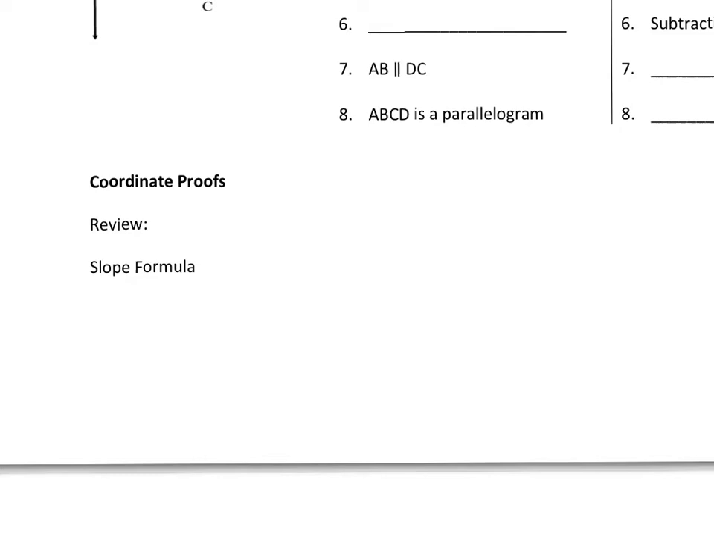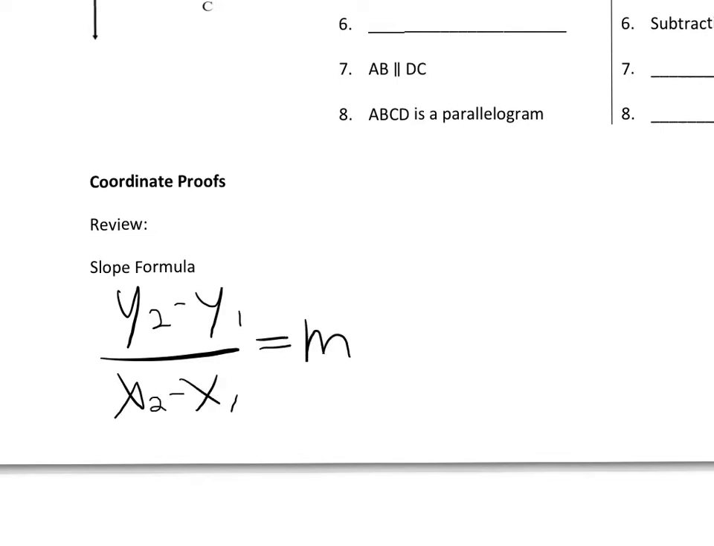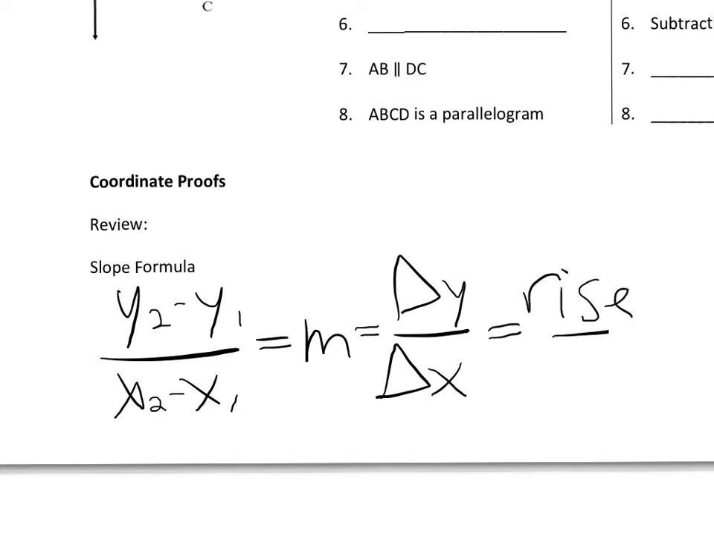We know it is rise over run, so it's y2 minus y1 over x2 minus x1, and we call that m. We'd also call it the change in y over the change in x. It's just a different way to write it. You could also write it as rise over run. Those are just three ways to write the slope formula.